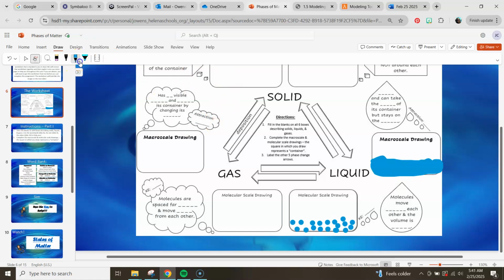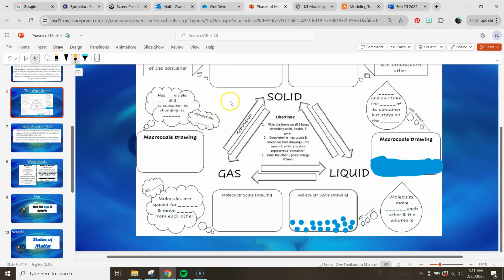Okay, then for your gases, for your macro scale drawing, we talked about this yesterday. If we had a gas filling this little container, this little box here, it would be invisible, so I wouldn't draw anything at all. If at the very least you need to write something in there, I'd write invisible. Gas molecules are too far apart to be seen. Okay, so for this first little cloud, has no visible shape and fills its container by changing its volume, so it's easy for us to compress and expand gases.